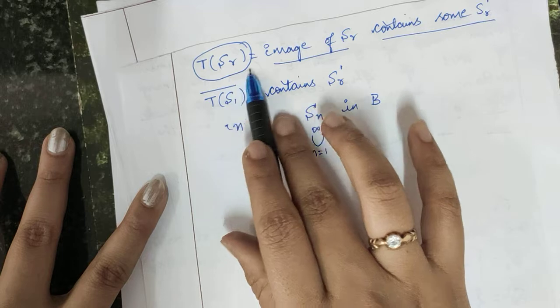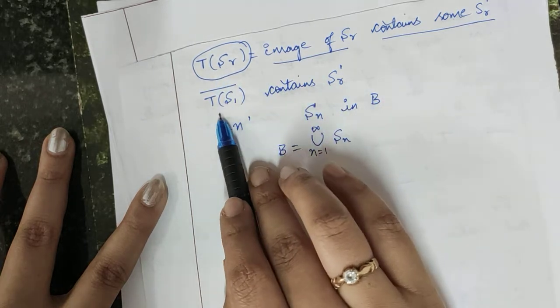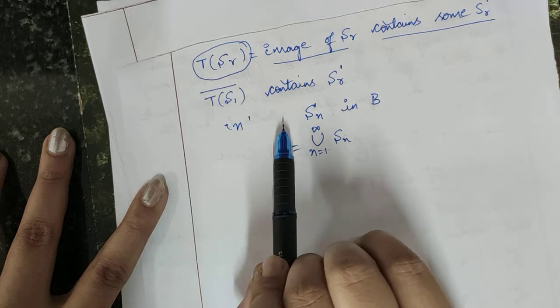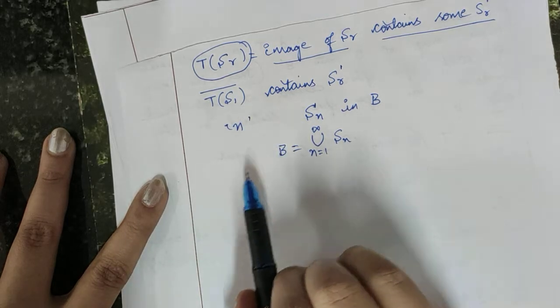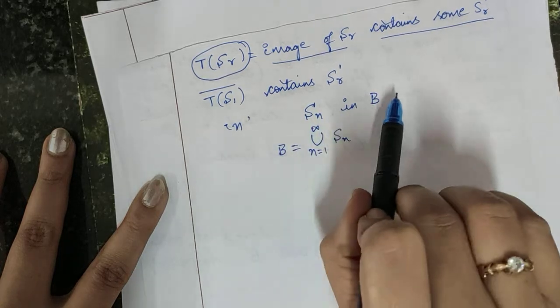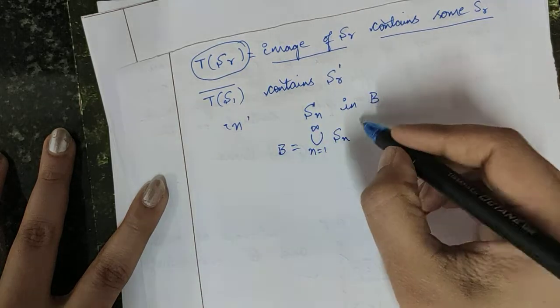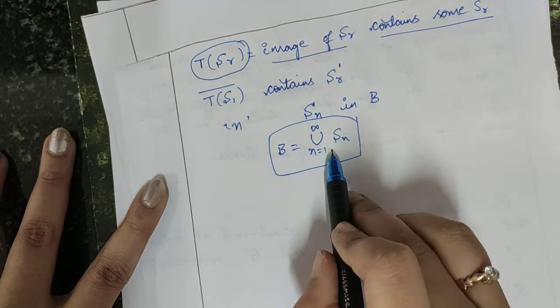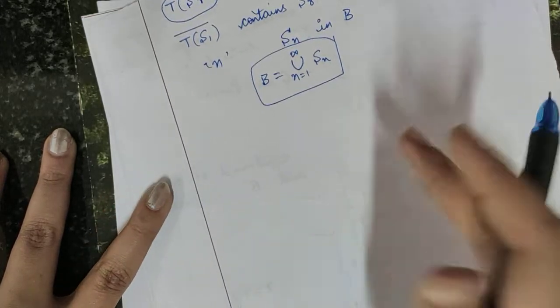In order to extend for T of SR, first we are considering for T of S1 closure. Here I am considering for each positive integer we are constructing open sphere Sn in B. So I can write that in this form. Now B is nothing but union n is equal to 1 to infinity Sn.